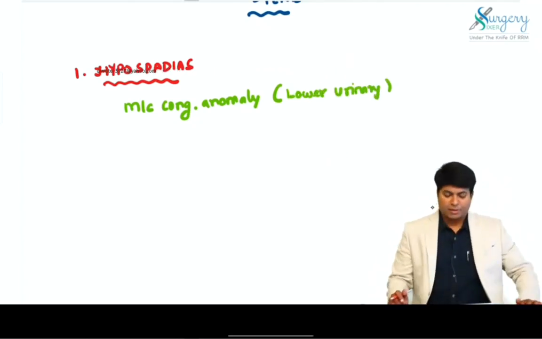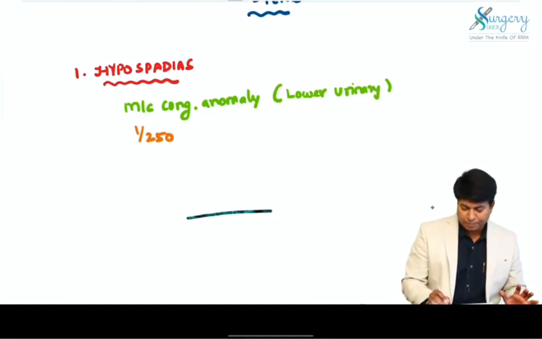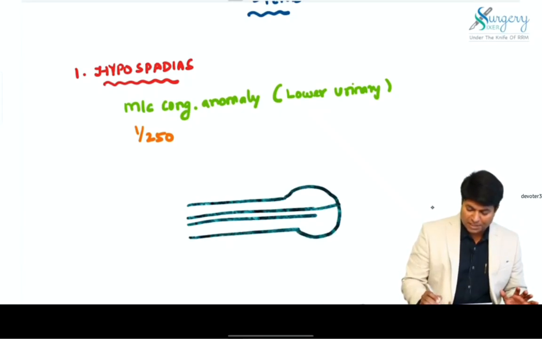Hypospadias is the most common congenital anomaly of the urethra. It is seen in 1 in 250 people. So what is actually happening in this? Please see the picture. This is the urethra. This is the corpus spongiosum. This is the glans penis. Usually the urethra opens in the center of the glans penis.